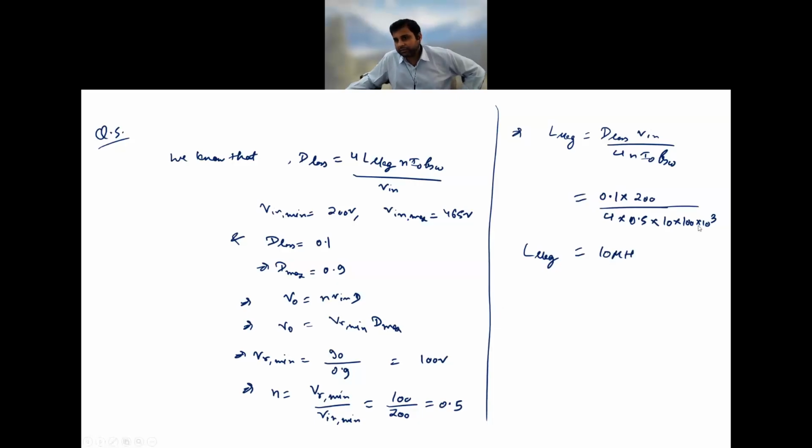Our FCT is given as 100 kilohertz. Our I naught is already given as 10 ampere, and 0.5 we have calculated. For this one, we have to keep V at the minimum value, because the duty ratio, the N and all we have calculated for the minimum value. Then we can calculate the L leakage. So this is how you can obtain the answer for question 5. Now let me go and see the next question.